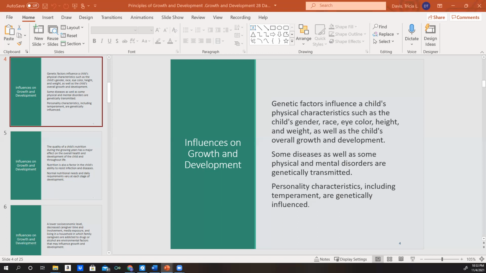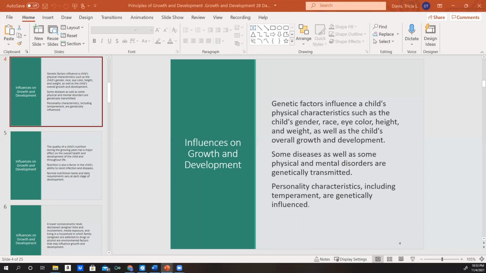There are some diseases, however, that can be genetically transmitted. And if these children do have a genetic predisposition to a certain disease, then we see that that child may not grow and develop as completely as that healthy child would. Of course, physical and mental disorders can also occur as a result of certain genetic factors within that child.